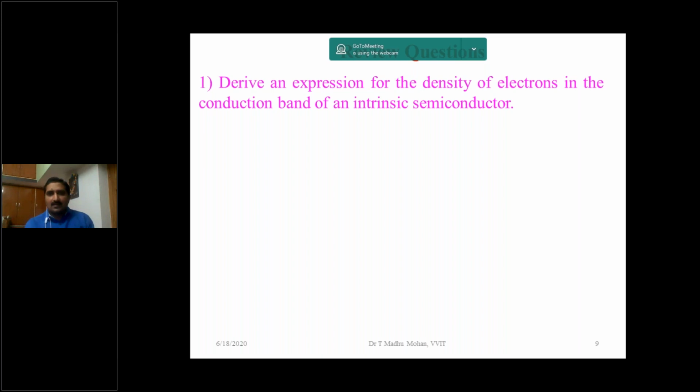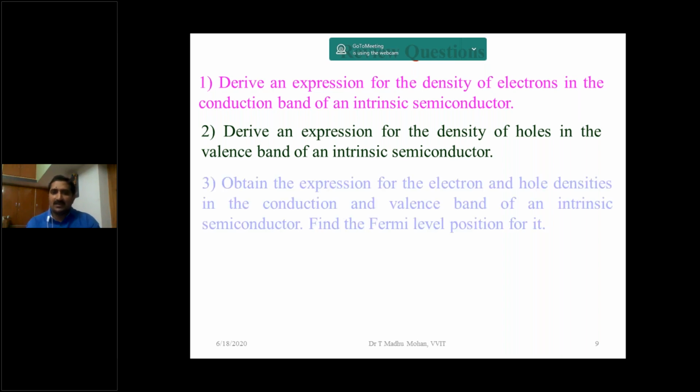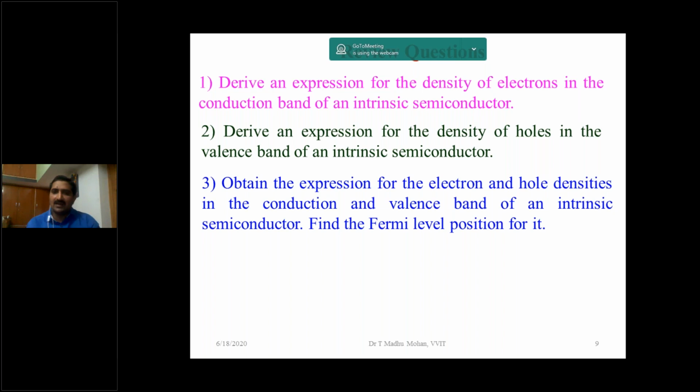So, review questions. Derive an expression for the density of electrons in the conduction band of an intrinsic semiconductor. Here we only want to derive the electrons in the conduction band. That means the density of electrons, that is n only. Derive an expression for the density of holes in the valency band of an intrinsic semiconductor. That is p only. Obtain the expression for the electron and hole densities in the conduction band and valency band of an intrinsic semiconductor. Find the Fermi level position for it. We need complete information. That means we should derive density of electrons, density of holes, intrinsic carrier concentration, and Fermi level.